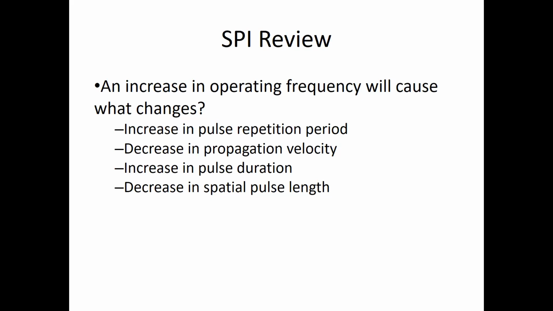So which one of these applies? Decrease in spatial pulse length. Correct. And why wouldn't propagation velocity be included in this? Because it's not dependent. You got it. It's a property of the medium. You got it. So we have no change over that. It's just whatever we're scanning.